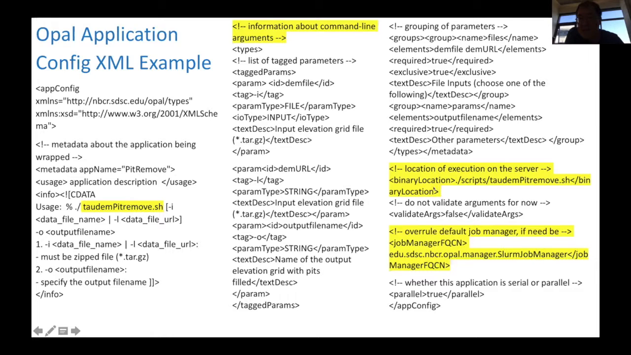Like this binary location on Comet. As I said before, Comet has a temporary job directory. Then the TauDM script and execute code should be in there. And the job manager is specified. This is a Slurm job manager that can be used for running these jobs.